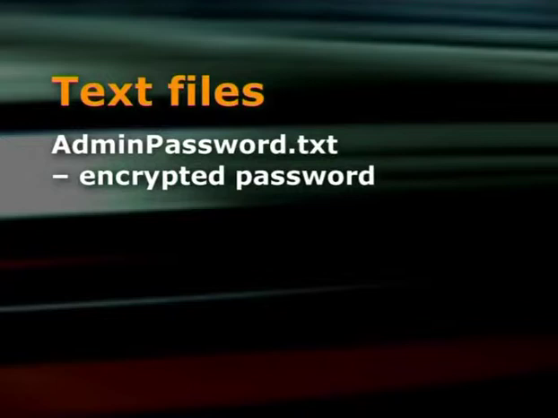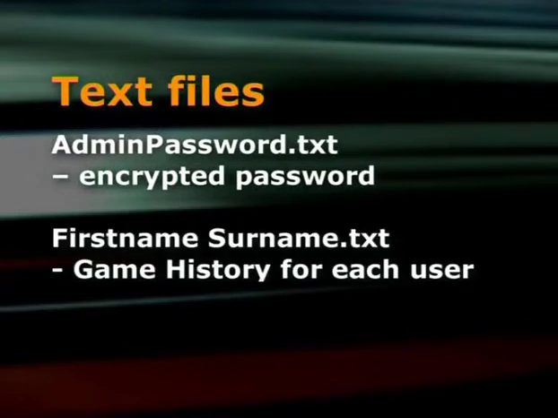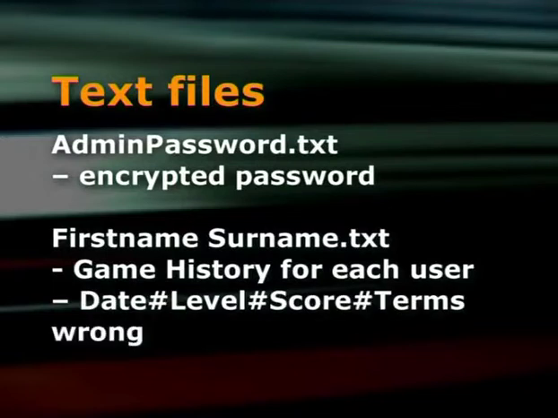admin password.txt, the name of the file, and encrypted password, the contents for an unstructured file. First name surname.txt, the name of the file, and game history for each user, a description of the contents. You could also use date hash, level hash, score hash, terms wrong, the fields in the record.